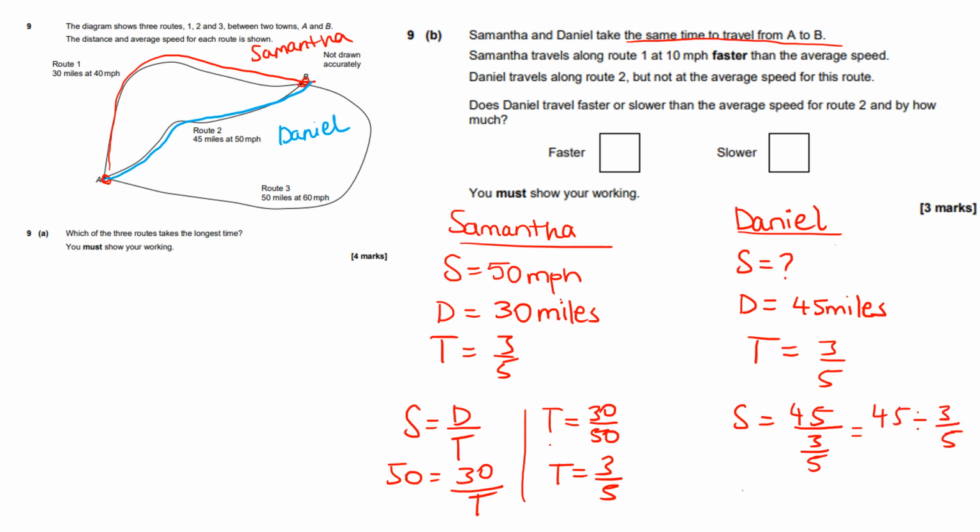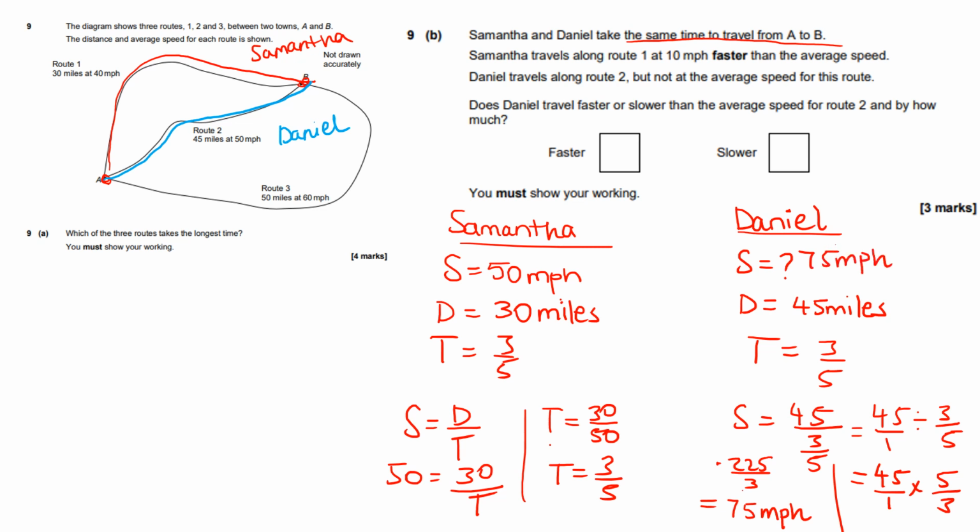And remember from your fractions, it needs to be a fraction divided by a fraction. So 45 out of 1 divided by 3 out of 5 is going to be 45 out of 1 multiplied with 5 out of 3. This gives us 225 out of 3, which gives you 75 miles per hour. So that's the speed of Daniel, 75 miles per hour.